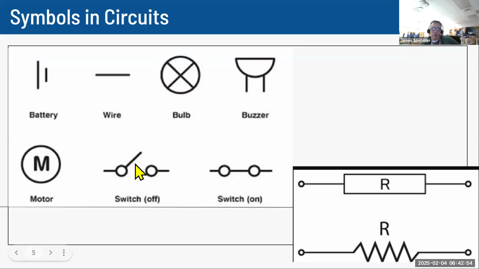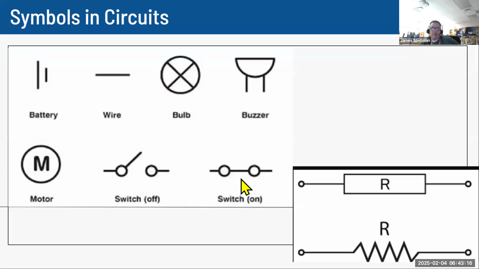Now, if it's open, that means the switch is turned off. Hopefully that makes sense, because you can see if it's open, the electricity can't flow through it. And if electricity can't flow through it, it's going to be off. In order to turn the switch on, we need to connect the wires. And so when we turn the lights on, effectively, this is what we're doing with those.